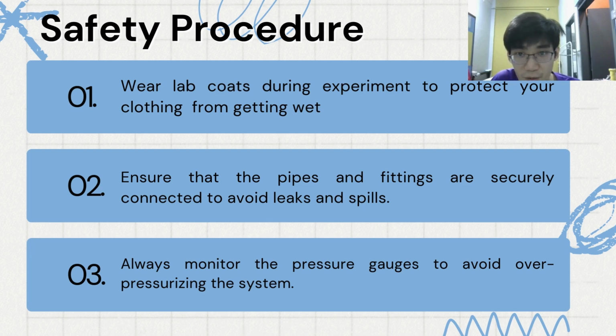First, in general, we have to wear a lab coat during the experiment to protect ourselves from getting wet. And since in the experiment we are going to measure the pressure in the pipe, we have to ensure that the pipe and fittings are securely connected to avoid leaks and spills. And we have to always monitor the pressure gauge to avoid over-pressurizing the system.